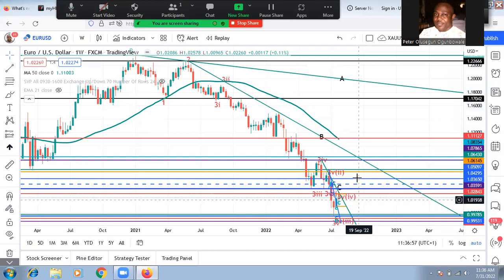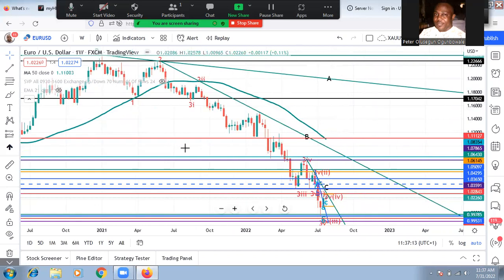Second correction can go a bit deeper. Once we have the second correction, then we can say we're going to have the third correction to the upside to get to this level. But for now, this is what we can see. We need to breach this. I hope you understand all that I have done here.